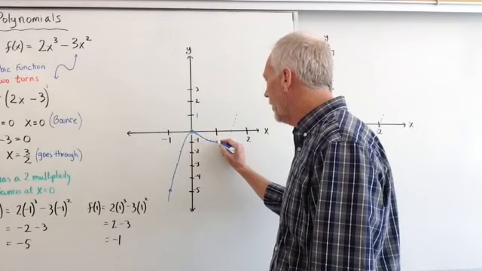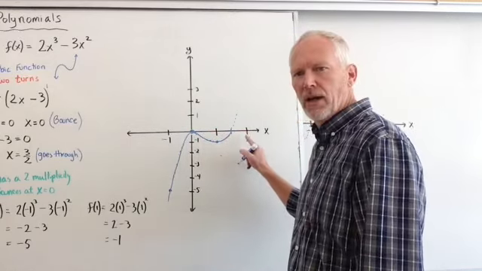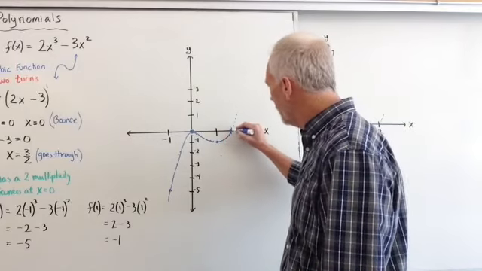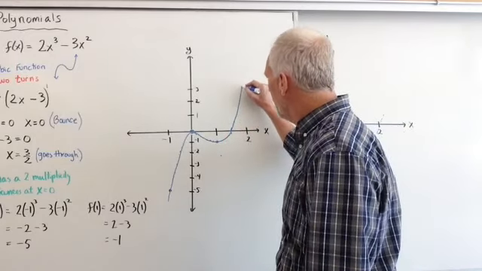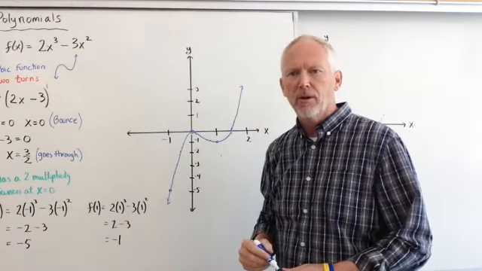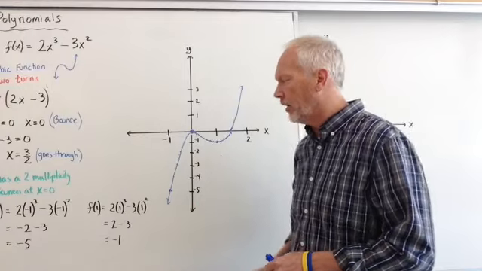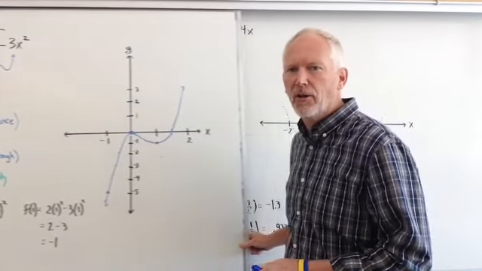I bounce there, I go through, and here's 3/2, right in between 1 and 2. So I know that goes through, and then my function will go off into infinity in the positive direction. So that's generally what our function looks like here. All right, let's take a look at another example.